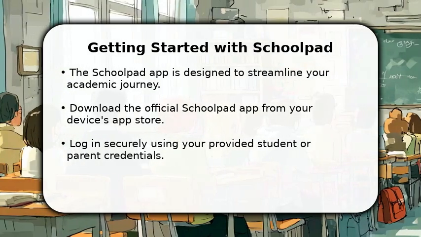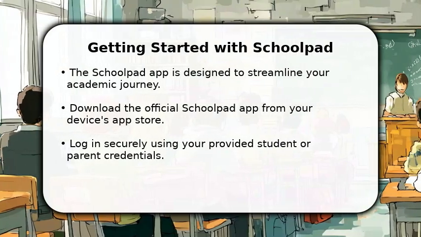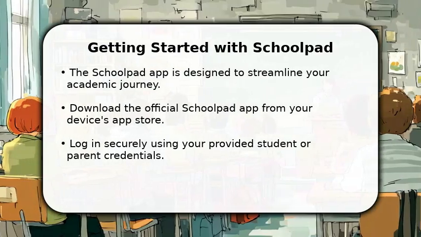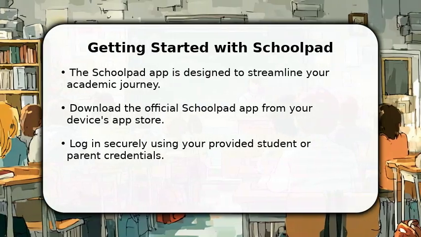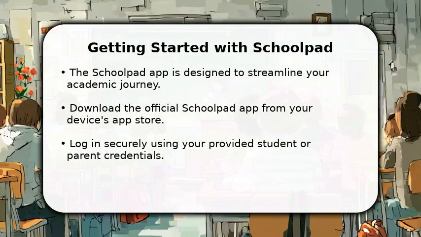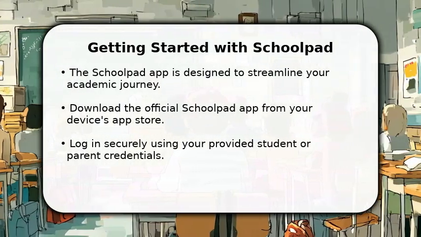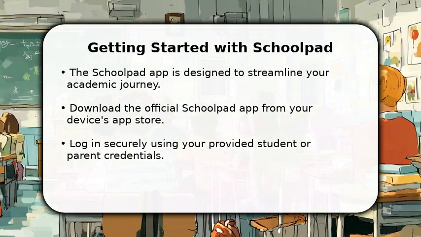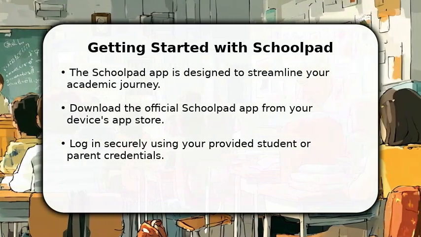Enjoy the video. In this video, I will explain how to use the Schoolpad app, your comprehensive guide to academic success. First, download the official Schoolpad app directly from your device's app store, whether you use an Apple device or an Android one. Once installed, simply open the application and enter your unique login credentials, which are usually provided by your school. Remember to keep these details confidential and always ensure you are on a secure network when accessing your account for the best experience.